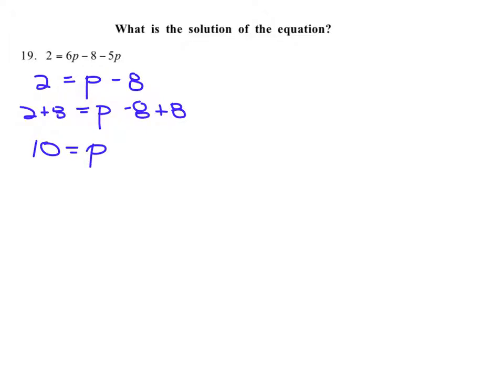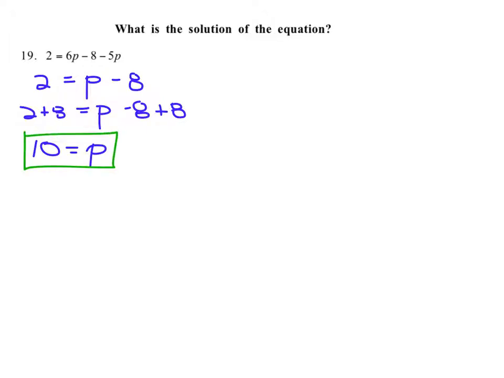Okay, let's keep going. On this one, we need to first combine like terms. And when we do, we actually see something nice and convenient happens. Watch, we get 2 equals 6p minus 5p is just p minus 8. And that's nice because now we have a coefficient of 1 on p already. And all we have to do is add 8 to both sides. So 2 plus 8 equals p minus 8 plus 8. That minus 8 and the plus 8 cancel out, and we get 10 equals p. Well, that was an easy one.